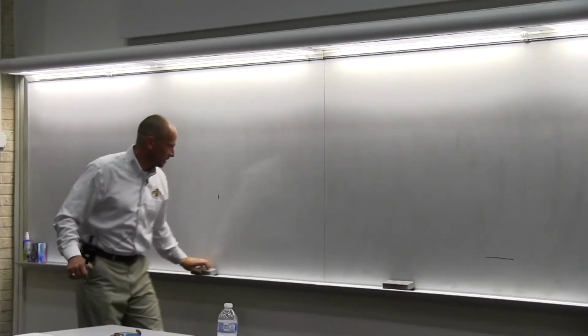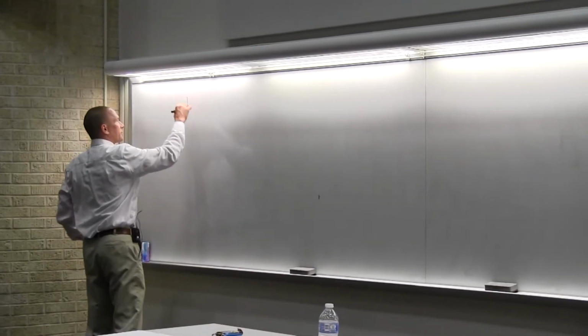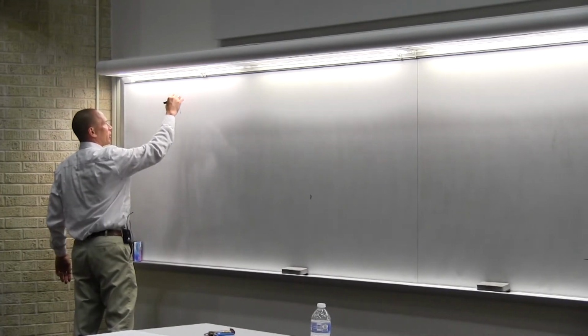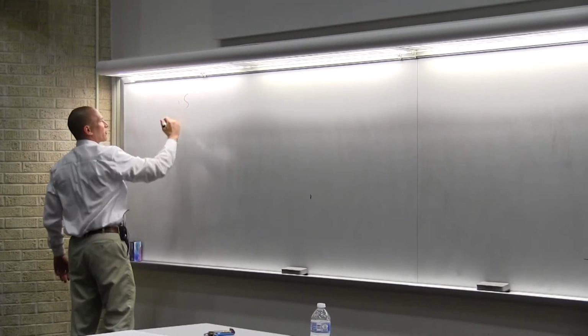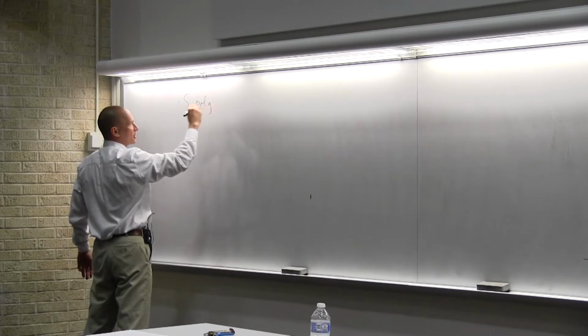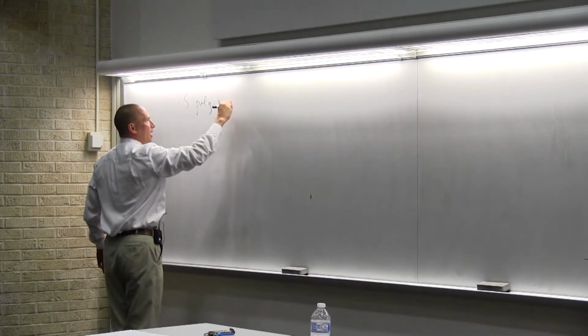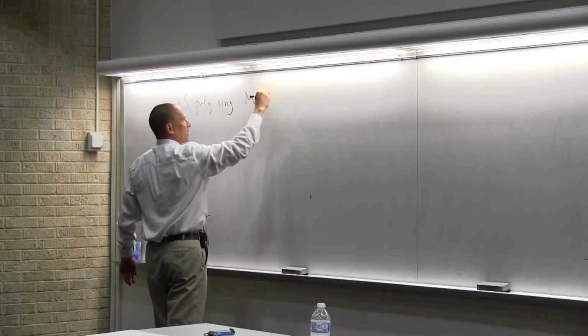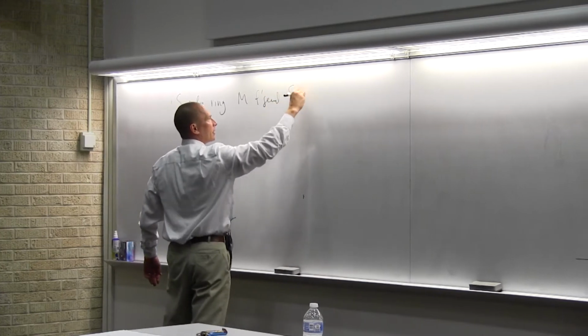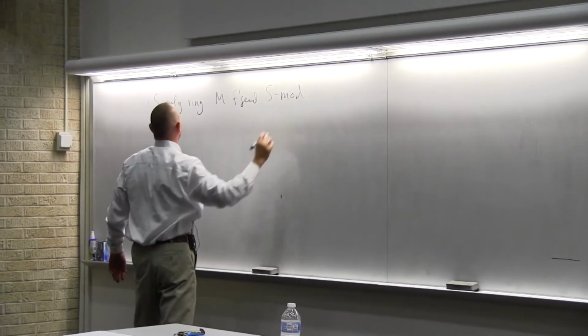So fitting ideals. Let's say S is a polynomial ring. This works more generally. S is a polynomial ring. It works for a domain. And M is an S module, finitely generated. Guys in back should be yelling at me.